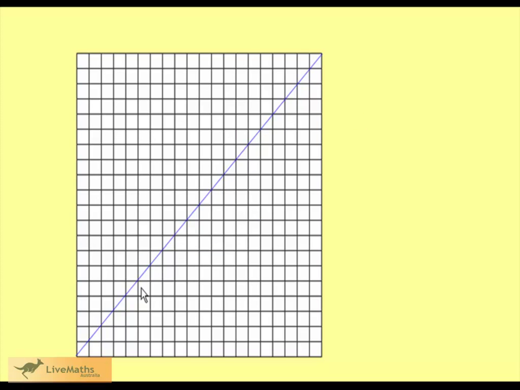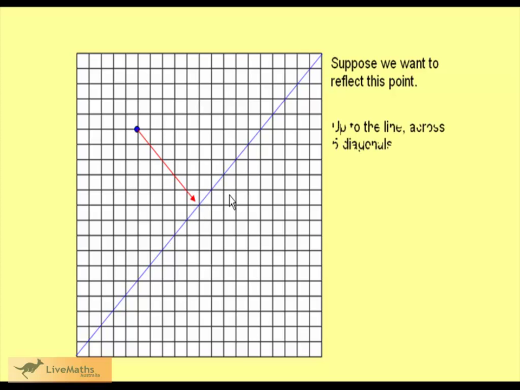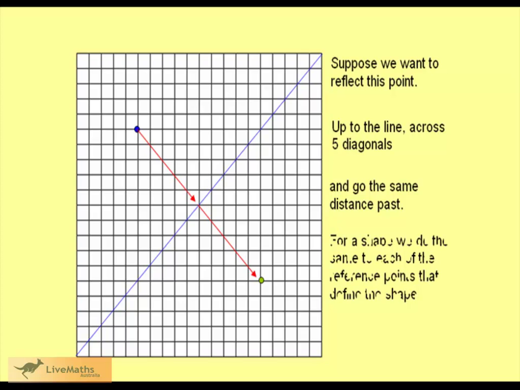Consider the grid here with this diagonal line. We want to reflect this point in the line. We go up to the line like this across diagonals. If we go across diagonals, we meet the mirror at right angles. We go up to the line across 5 diagonals, and we go the same distance past the mirror, giving us this as the reflected point.